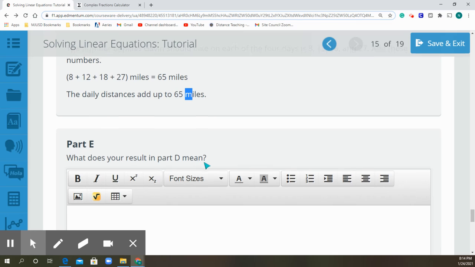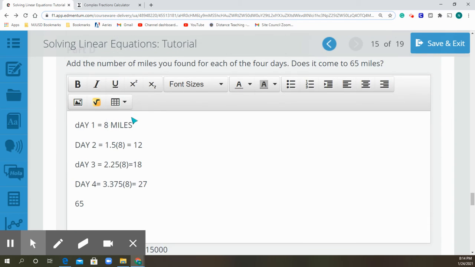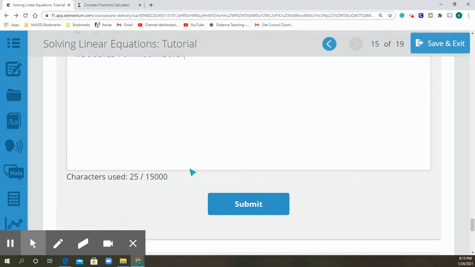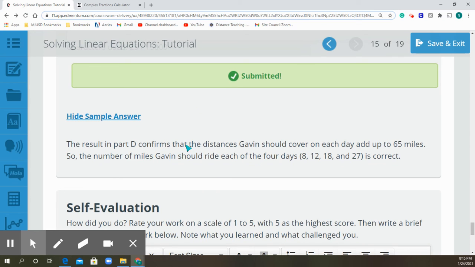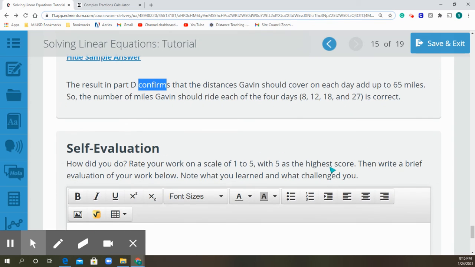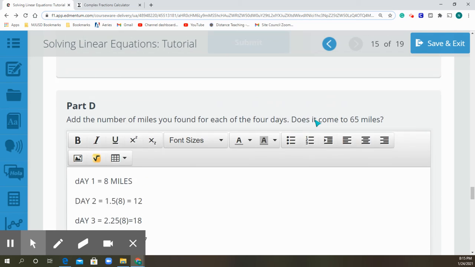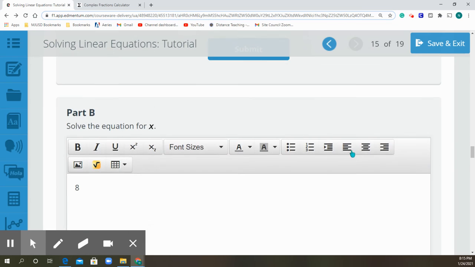What does your result in part D mean? It means that we did the math correctly. We solved for x correctly. The result from part D confirms that the miles Gavin should cover on each day add up to 65 miles. So the number of miles Gavin should ride each of the 4 days, 8, 12, 18, 27, is correct. We do our self-evaluation. The hardest part of this was keeping everything in order. We hit submit. Make sure you check yourself before you wreck yourself.